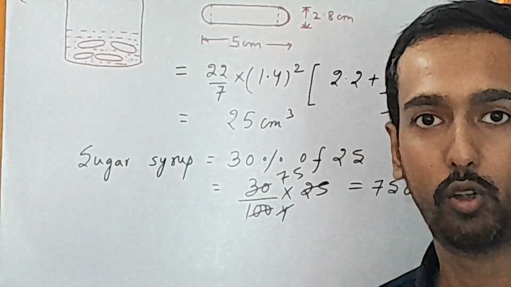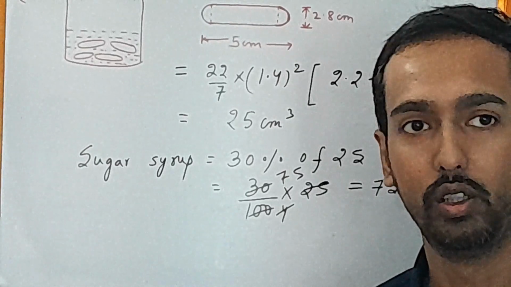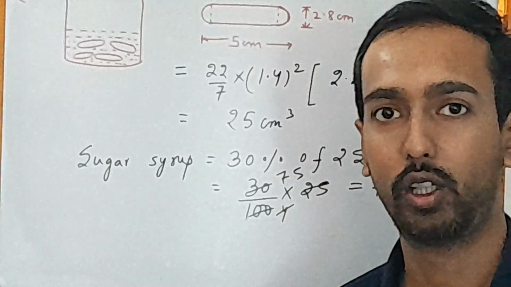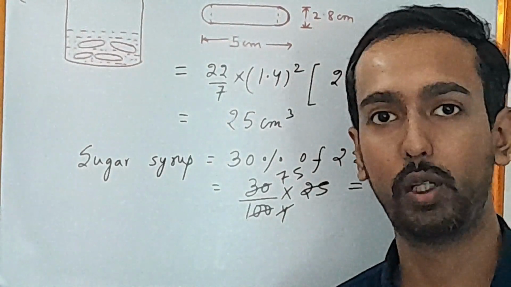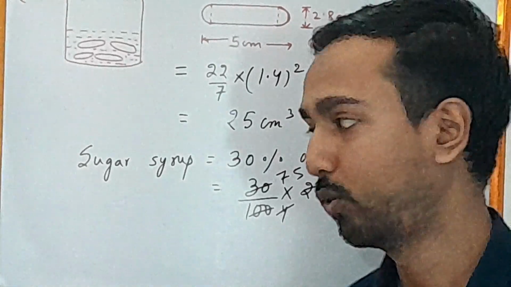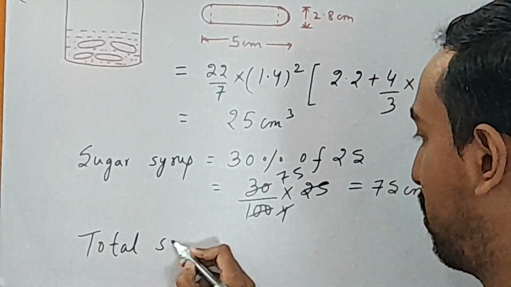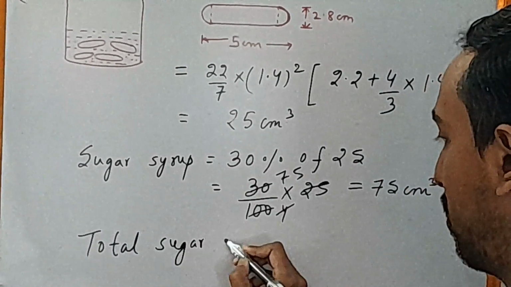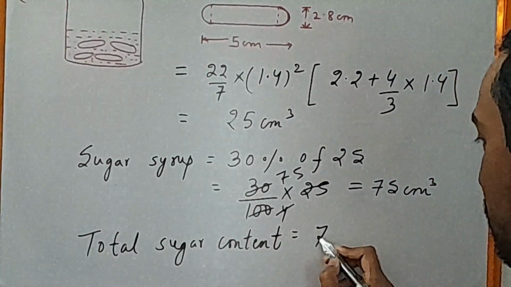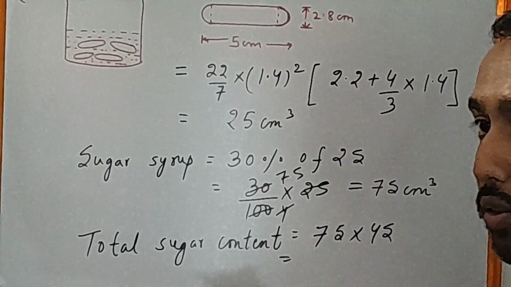So you see that the volume of the sugar content in one gulab jamun comes out to be 75 centimeter cube. Since in the question it was given that there are 45 such gulab jamuns, the total sugar syrup contained in 45 gulab jamuns can be found out by multiplying the 75 centimeter cube by 45. So let's multiply.